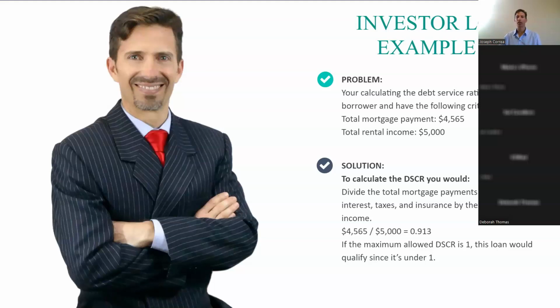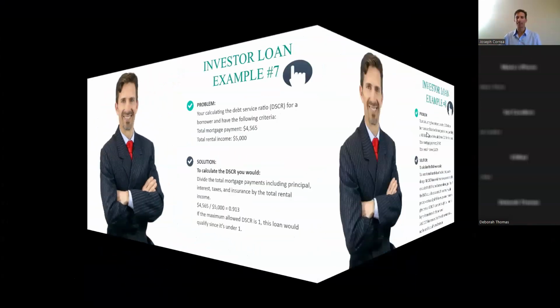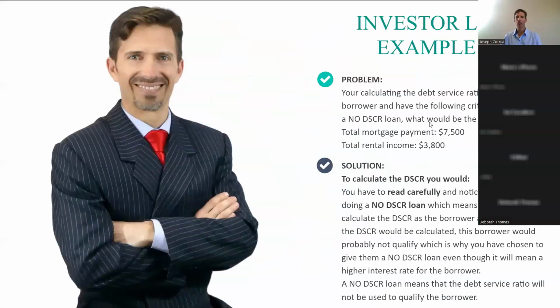All right, let's move on to the next example. Example number 8. So now we're going to calculate the debt service ratio for a borrower when it's a no DSCR loan. And we have, in this case, a mortgage payment of $7,500 and a total rental income of $3,800.